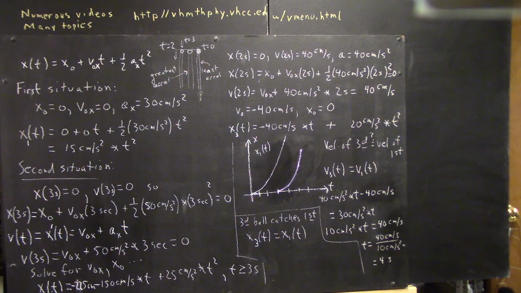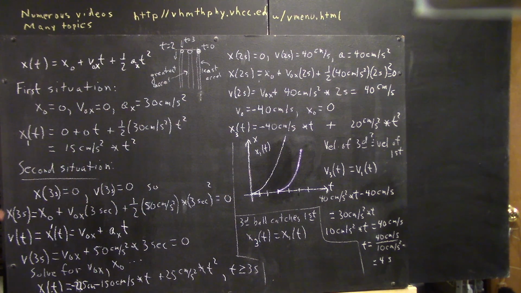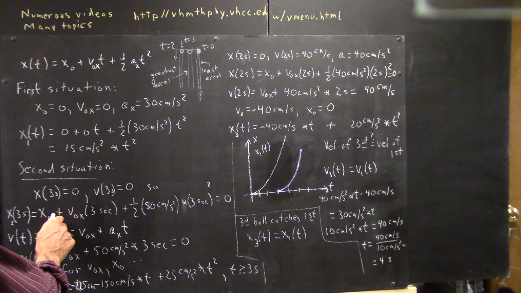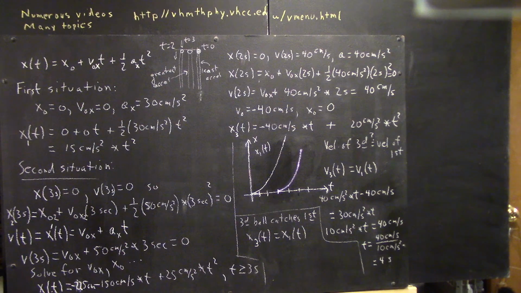Okay, that was easy. Now the second situation is a little more complicated. Okay, we know that x at 3 seconds is 0. We know that the velocity at 3 seconds is 0. So that means what? Well, x of t is x naught plus v naught t and so forth. We're going to call this x sub 2 of t. So we have, we call this x 0, 2, v0x2, and ax2, okay?